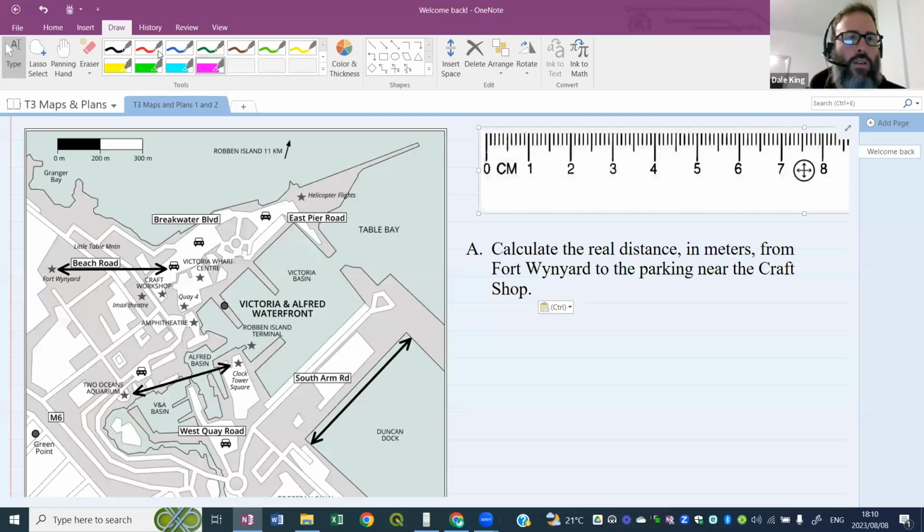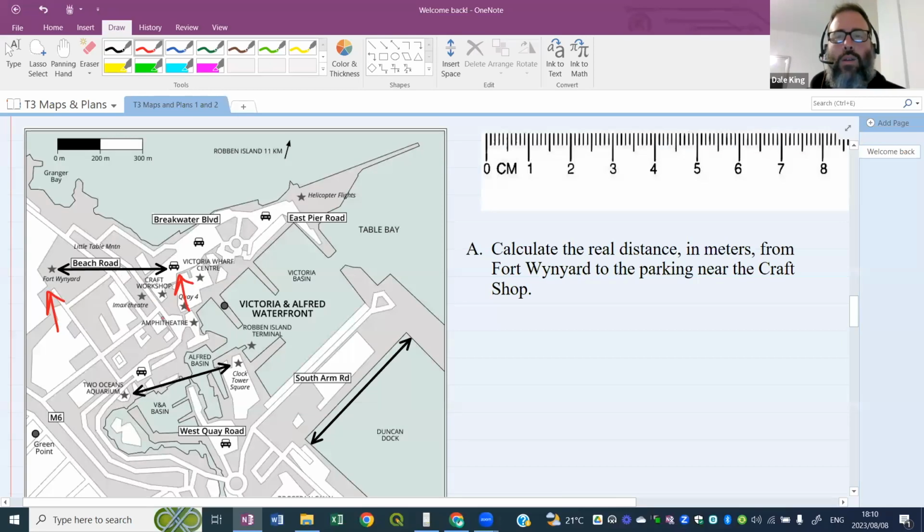So Fort Wynyard, I don't know if you can see on the map, is over here. And then the parking near the craft shop is over there. So that's that line over there that we need to work out the real distance. Anyone out there that can help me with this? Give me an idea of what I should do. Come on, where's my grade 10s and 11s? You guys should be screaming.